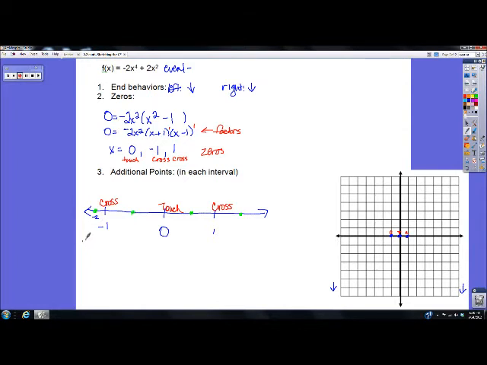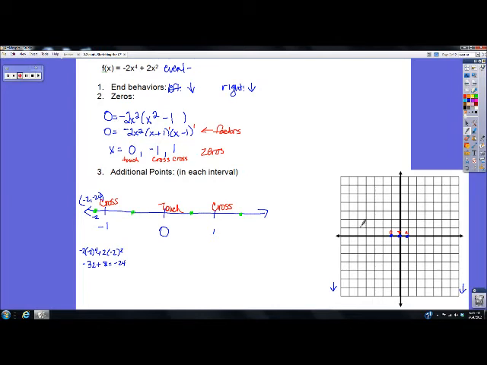So let's plug in negative 2 back up here in your original equation. Negative 2 times negative 2 to the 4th plus 2 times negative 2 squared. Well, that's going to be negative 32 plus 8, which is negative 24. Now, that's a pretty big number, but the point negative 2, negative 24 will be on your graph.